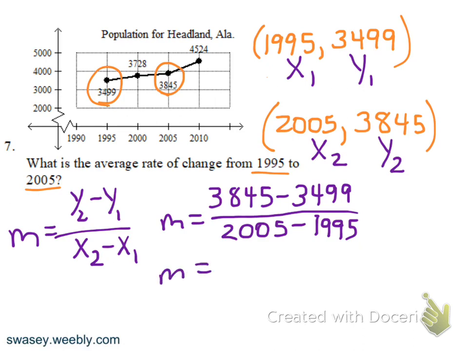Subtract on top, you get 346. Subtract on the bottom, you get 10. Divide that, you get 34.6. And that's people per year.